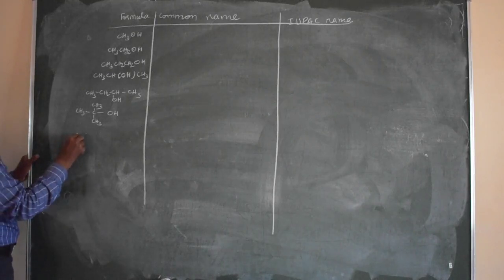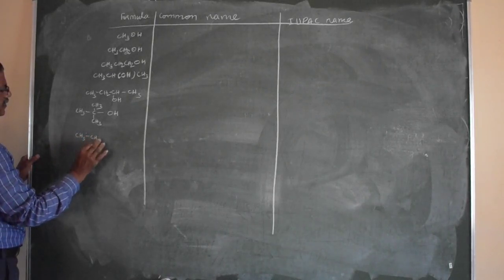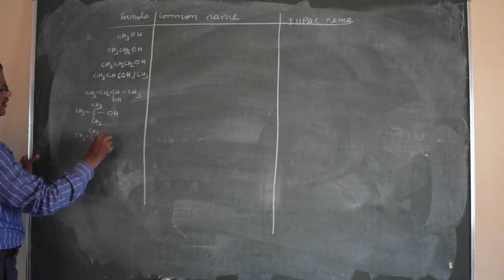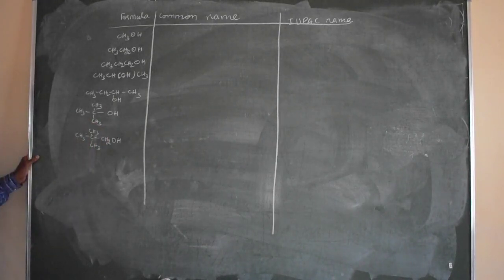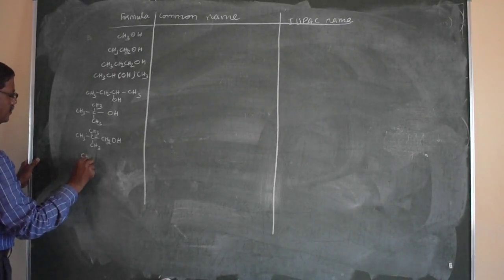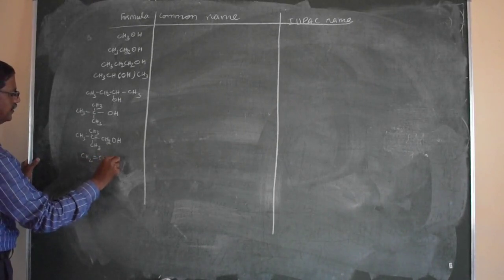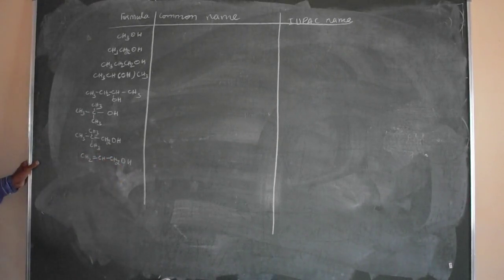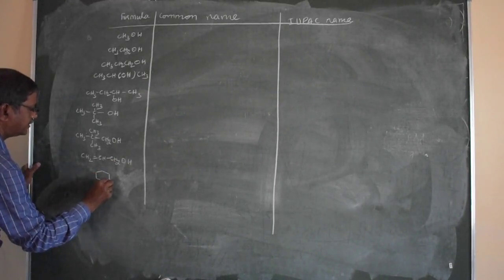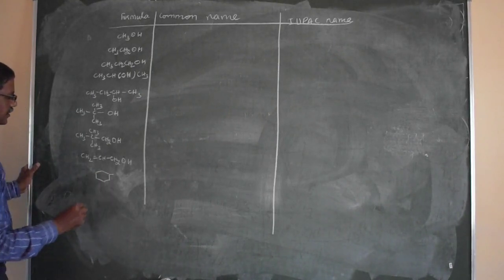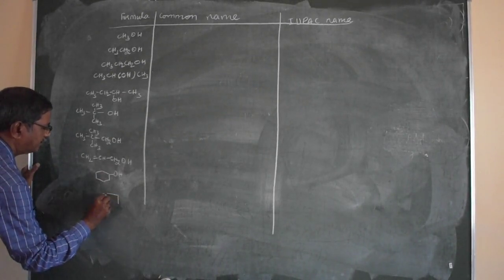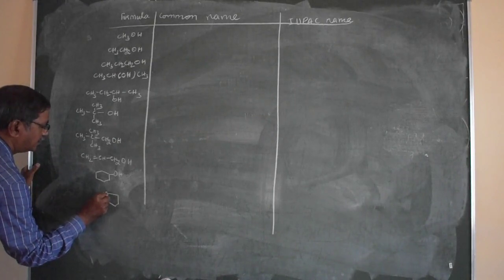Then we have (CH3)3CCH2OH. Then, again, you can write a few more examples. CH2=CHCH2OH. Then we can write this also: C6H5, sorry, C6H11OH. We can write this one like this, with CH3.